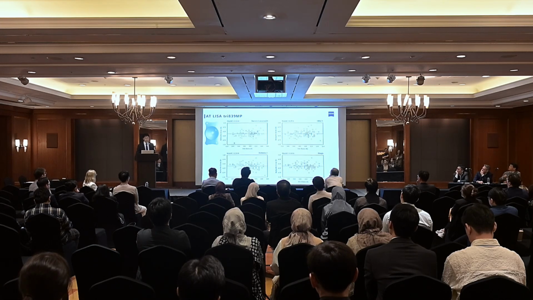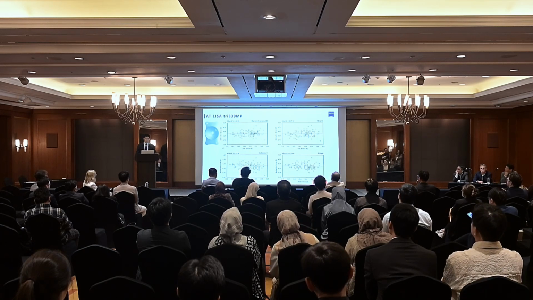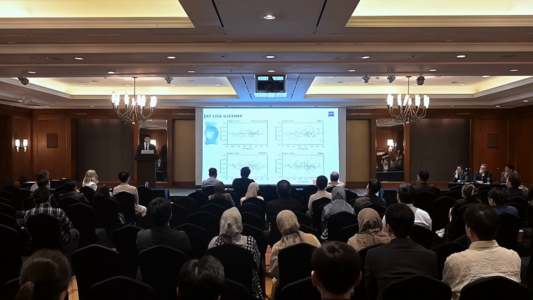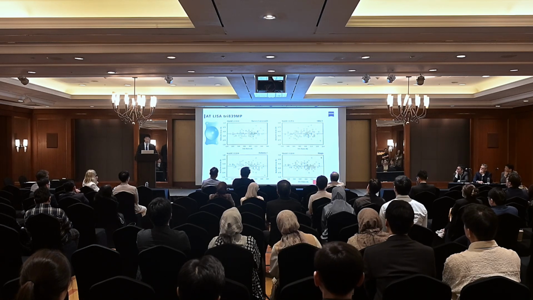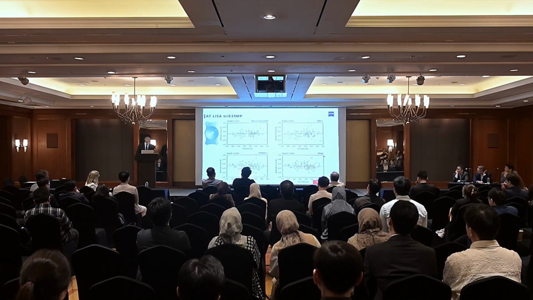As we can see in this graph, with IOL power on the x-axis and the prediction error on the y-axis, the Barrett Universal II, SRK/T, Holladay 1, and Haigis formulas exhibited significant changes in prediction error relative to the IOL power.